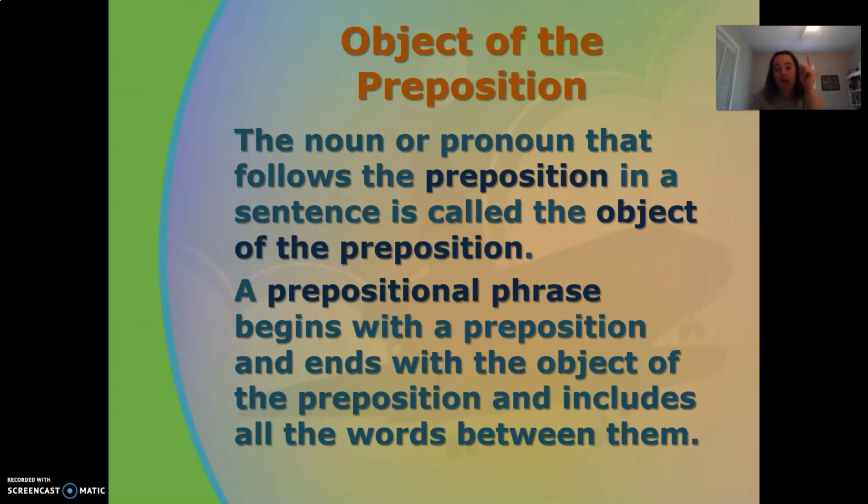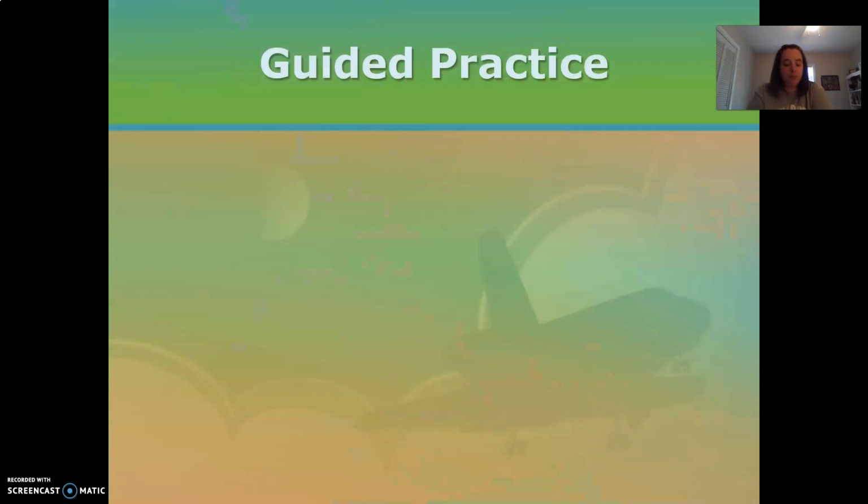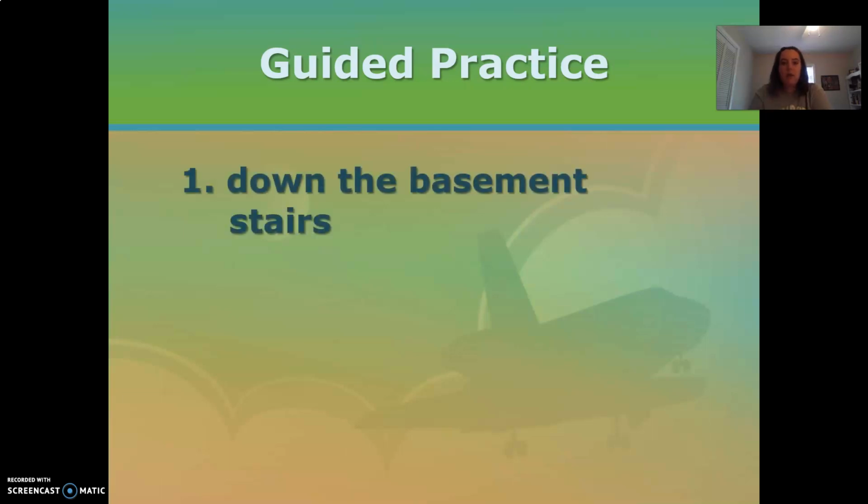You have a preposition, an object of the preposition that's a noun or pronoun, and then there may be some adjectives in between them. But we call that the prepositional phrase, and we often use parentheses to mark the prepositional phrase. So in the first section, we have to circle the object of the preposition in each prepositional phrase. Number 1, down the basement stairs. Stairs is the object. It's always going to be the last word in the phrase.